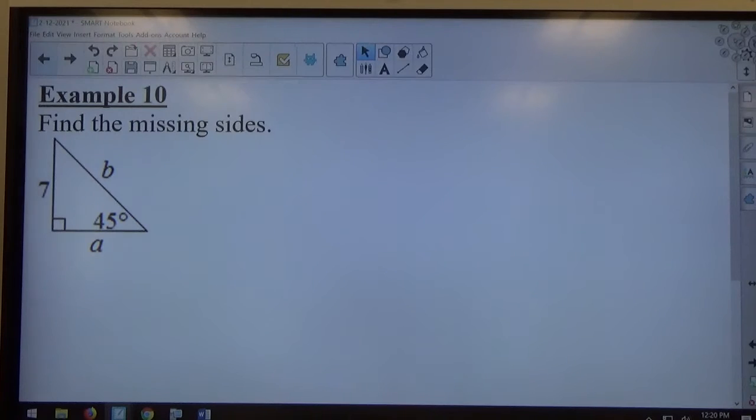So example 10 says find the missing sides of this triangle, and you'll notice yesterday we did the Pythagorean theorem. We had a right triangle, we knew two sides, right? And I said anytime you know two sides in a right triangle, you can use the Pythagorean theorem to find the third side. Okay? How many sides do we know on this triangle? One.